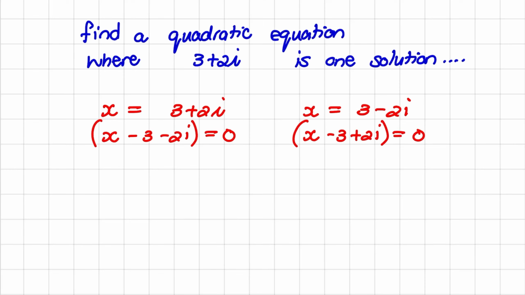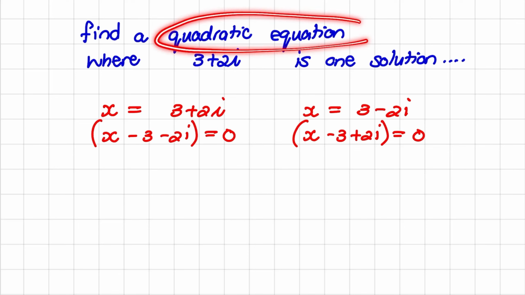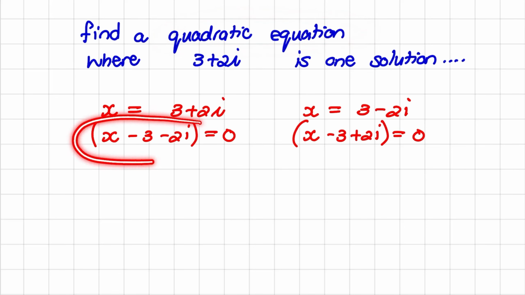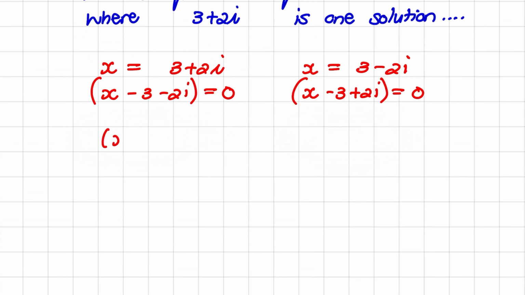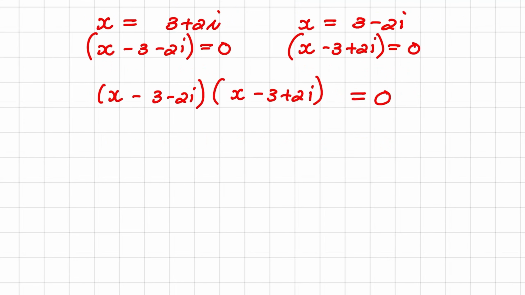Now, in order for us to find the quadratic equation, we would simply multiply these two sets of brackets with each other. So that will be x minus 3 minus 2i multiplied with x minus 3 plus 2i equal to 0. So now we need to multiply out. So x times x would be x squared. X times negative 3, it's negative 3x. X times 2i would be plus 2xi.